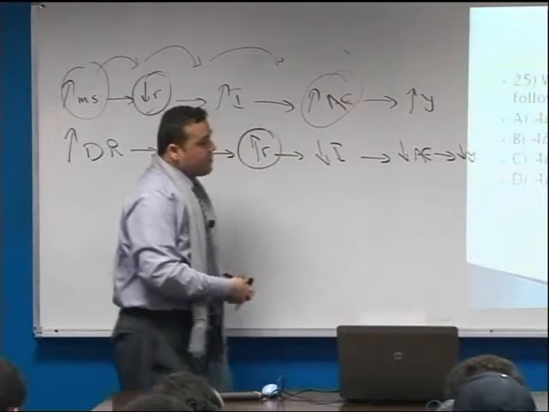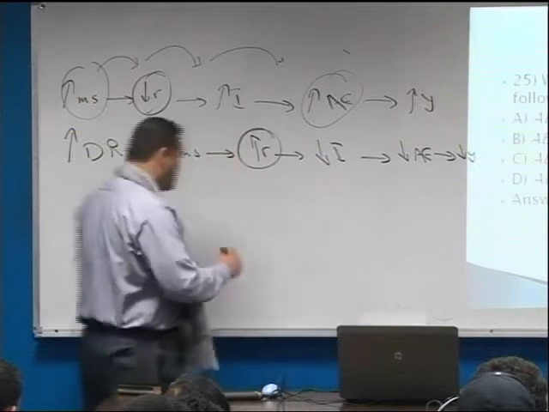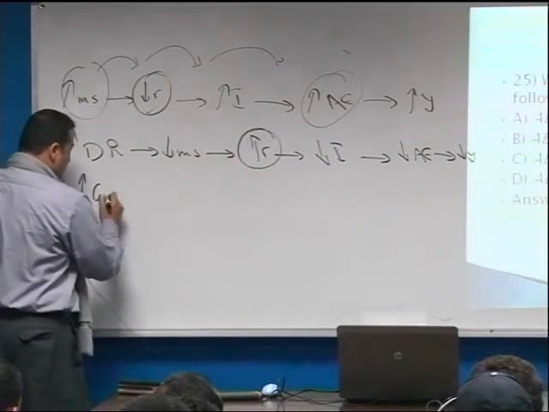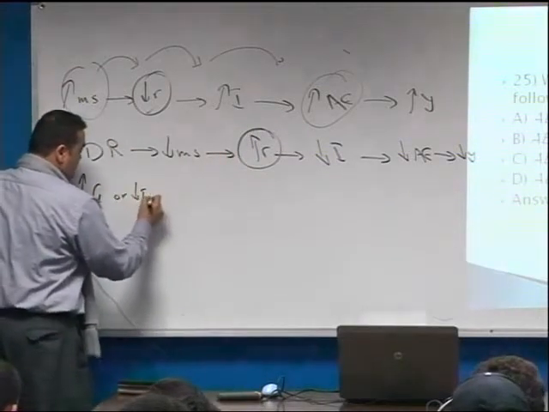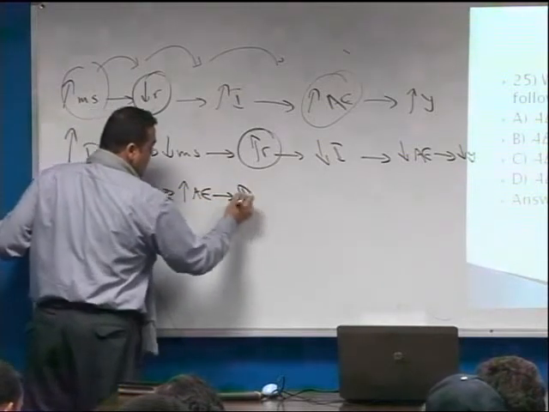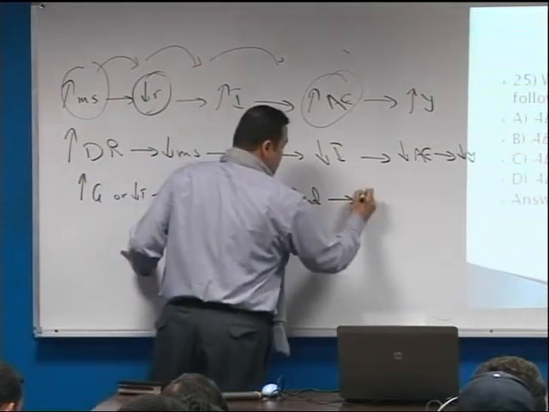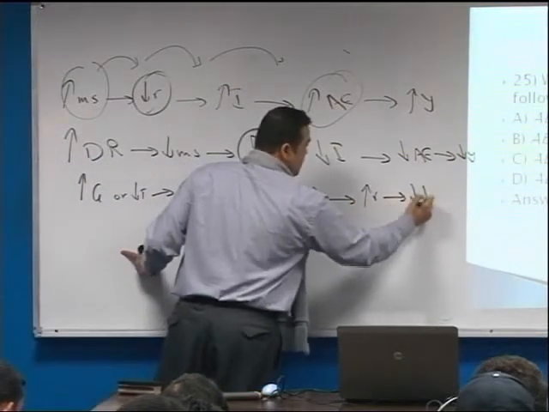Which of the following sequence of events follows an expansionary fiscal policy? Expansionary fiscal policy means increasing the government spending or decreasing the taxes. Right? So increasing the government spending or decreasing the taxes. This leads to increasing aggregate expenditure, increase Y, increase money demand, increase R, decrease I.